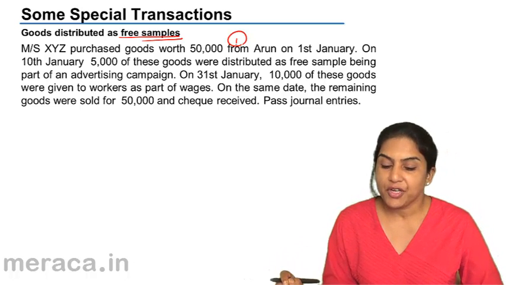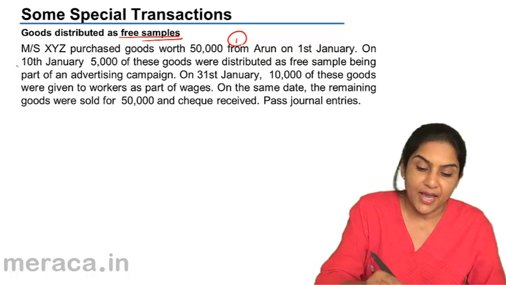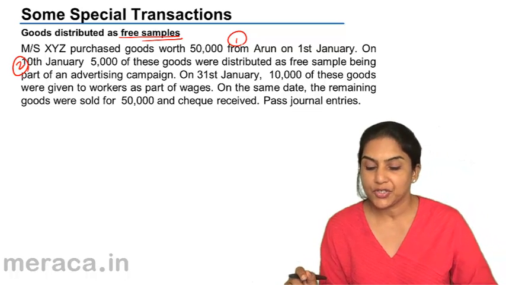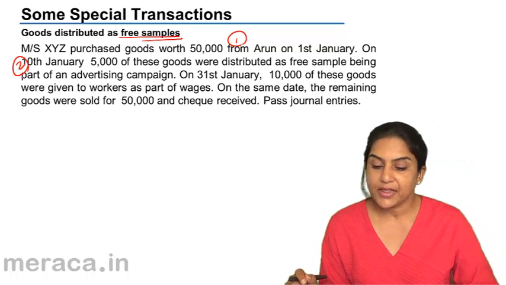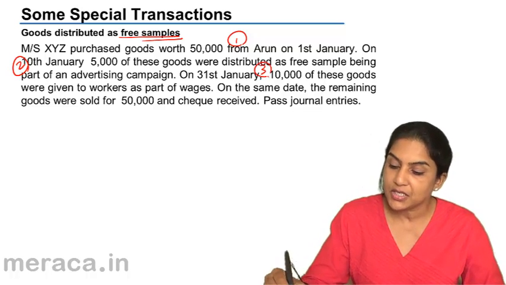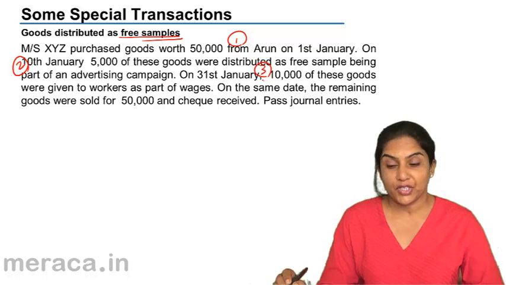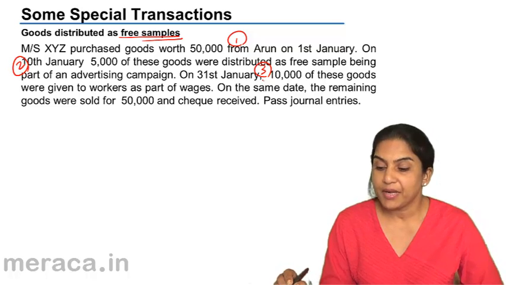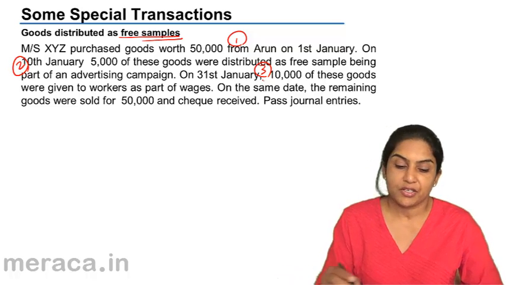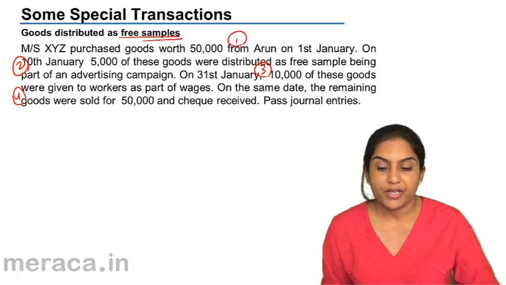On 10th January, 5,000 of these goods were distributed as free samples, being part of an advertising campaign. Two, second transaction. On 31st January, 10,000 of these goods were given to workers as part of wages. Third, on the same date, the remaining goods were sold for 50,000 and cheque received. Four. So there are four transactions.